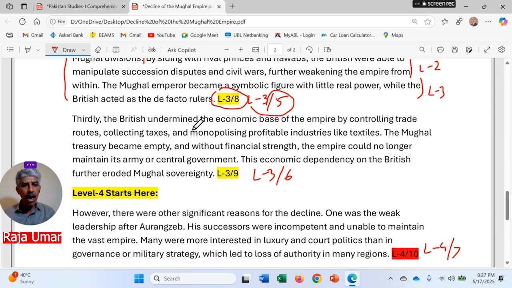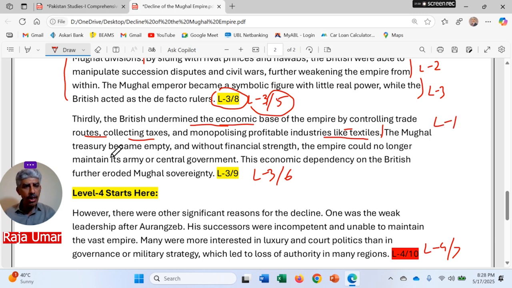Thirdly, the British undermined the economic base of the empire by controlling trade routes, collecting taxes, and monopolizing profitable industries like textiles. So it means that the reason is this one, that they took control over the major factors of the economy. I mean, controlling trade routes and trade, collecting taxes, and industrial control. So that is the reason.